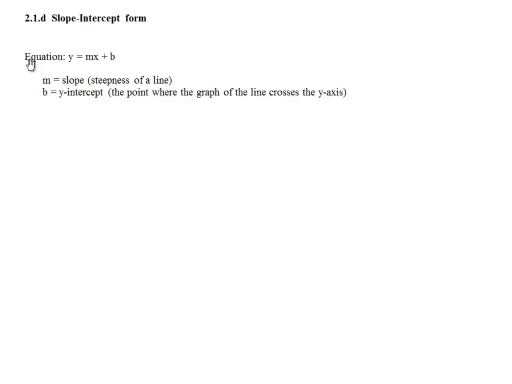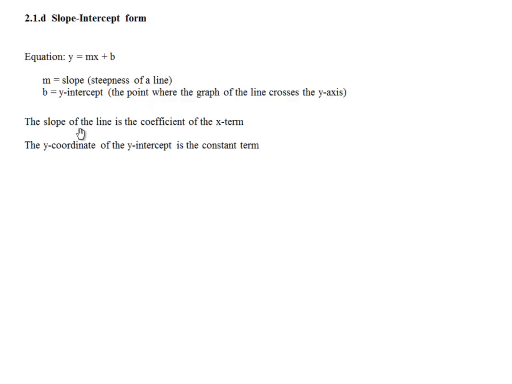The equation of the slope intercept form is y equals mx plus b. This is the slope intercept form where m equals the slope, and of course the slope is the steepness of a line, and b equals the y-intercept, which is the point where the graph of the line crosses the y-axis.